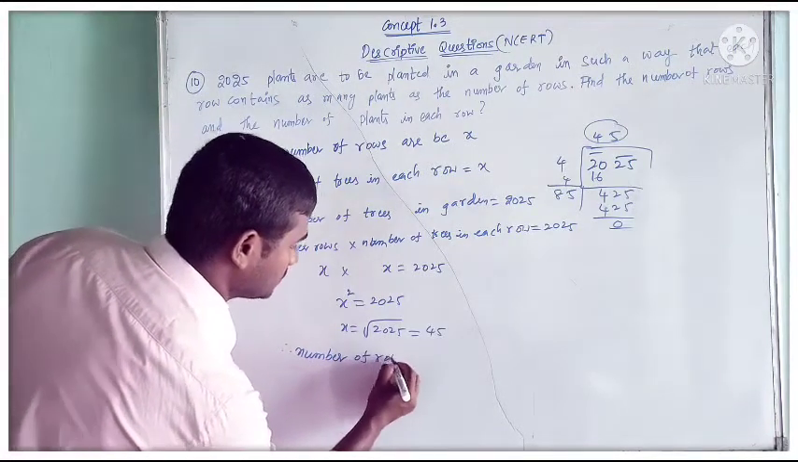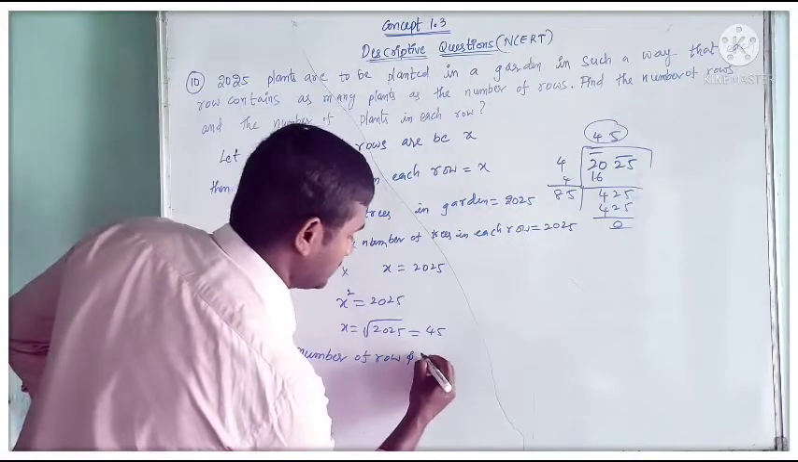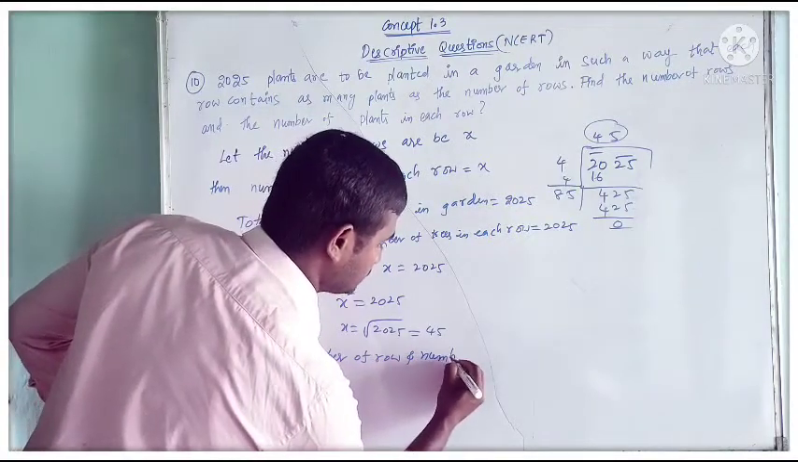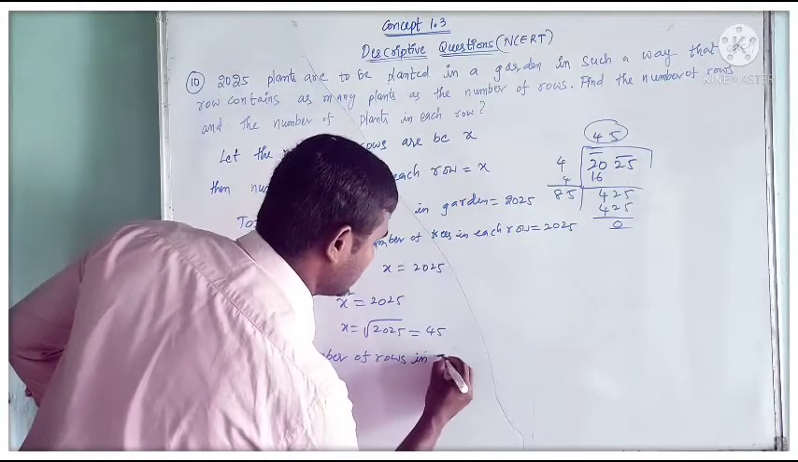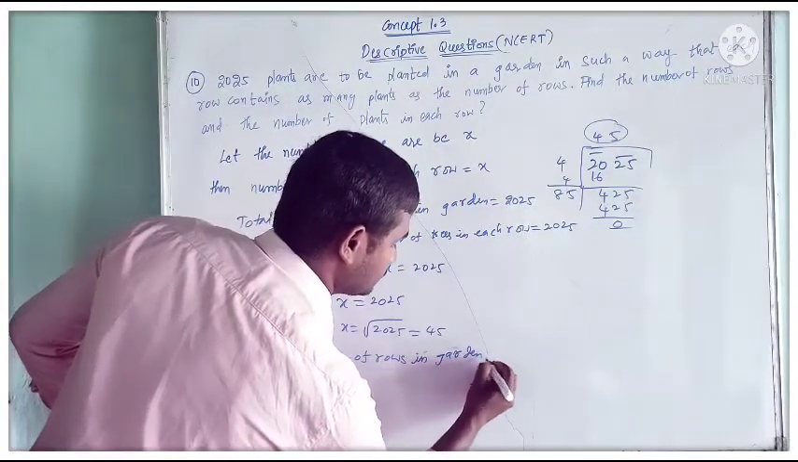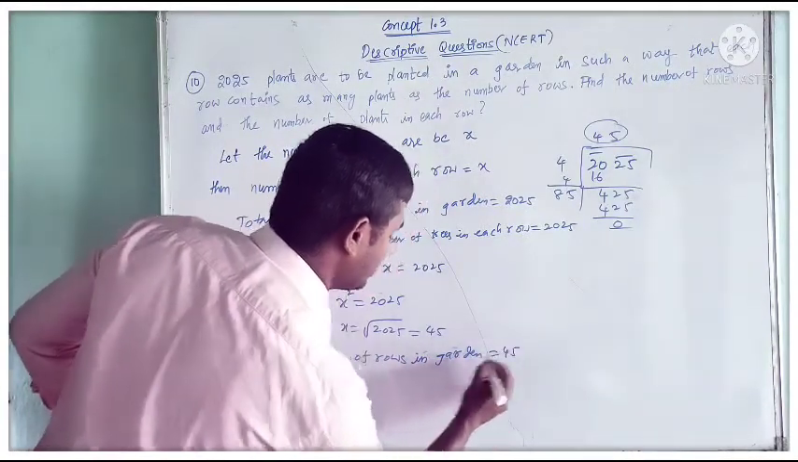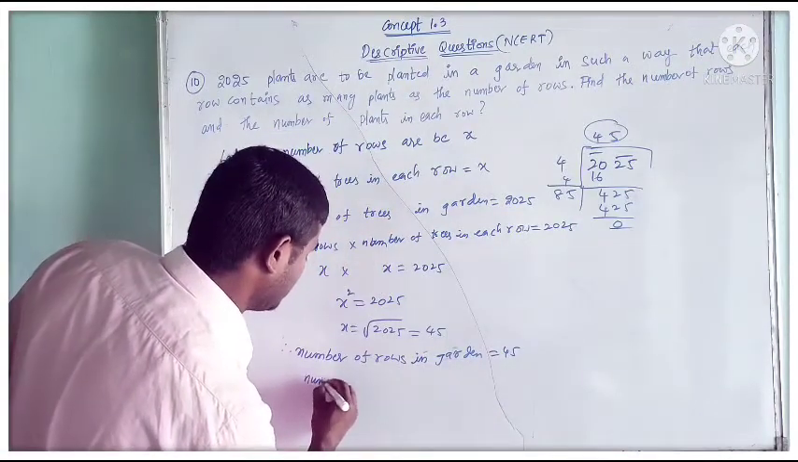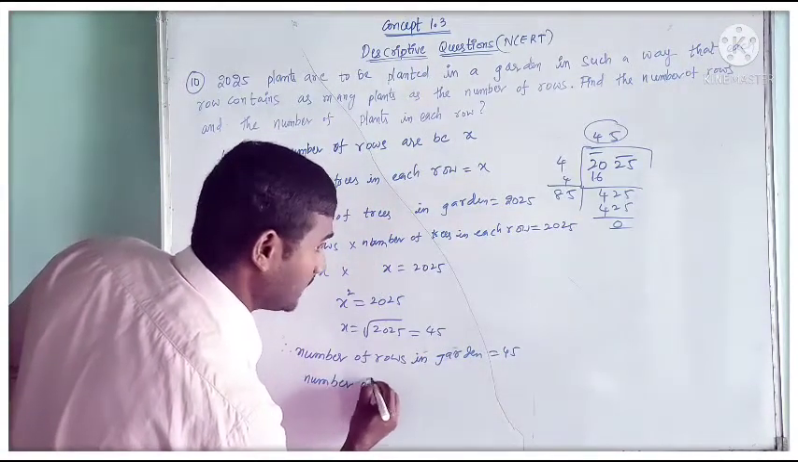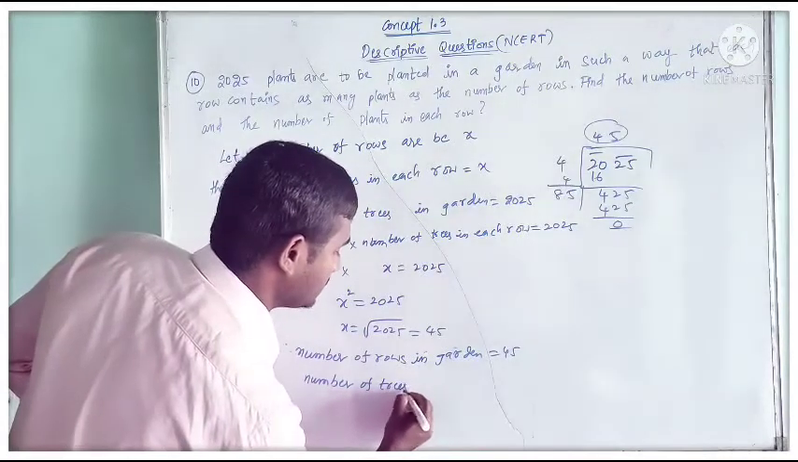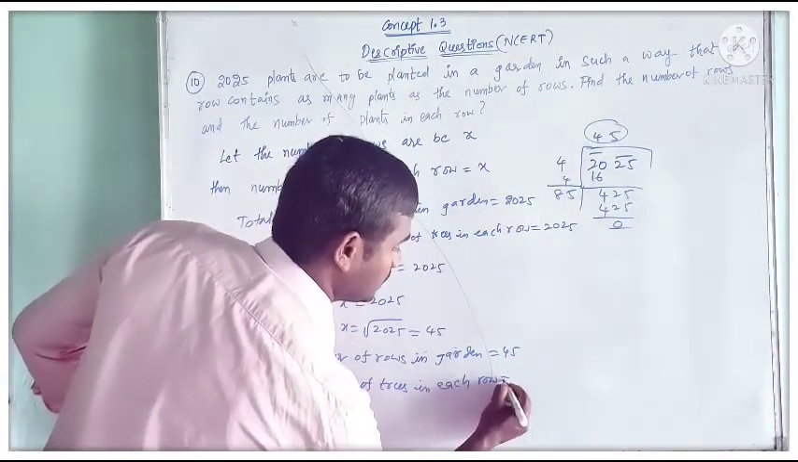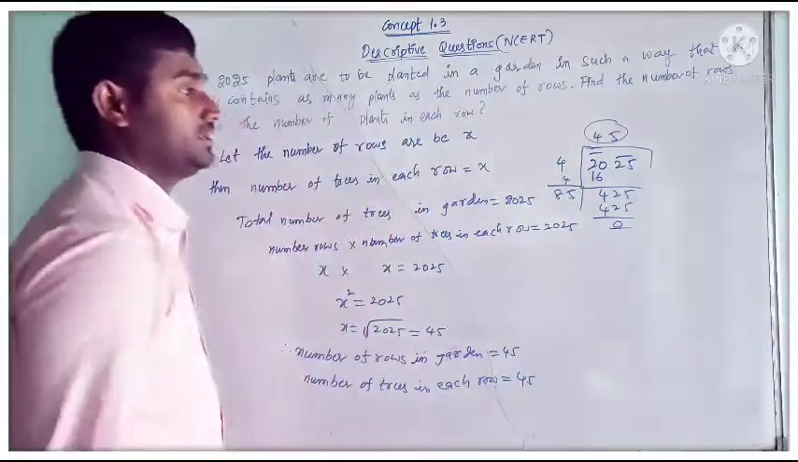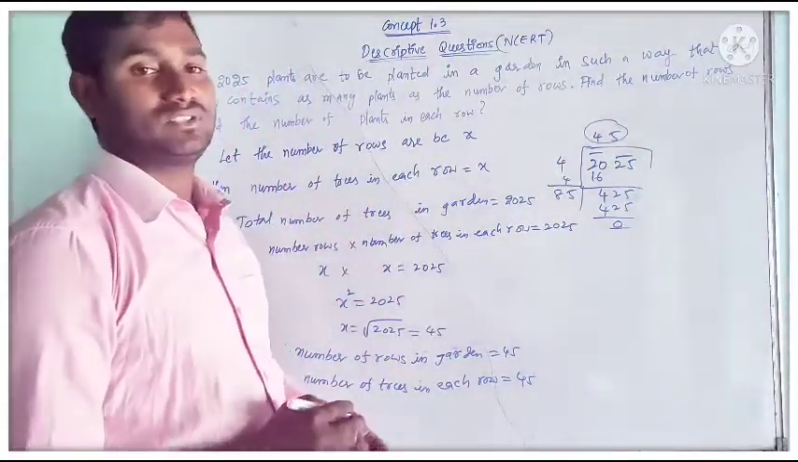Therefore, the number of rows in a garden equals 45. And the number of trees in each row equals 45. Okay? So this is the process to find it.